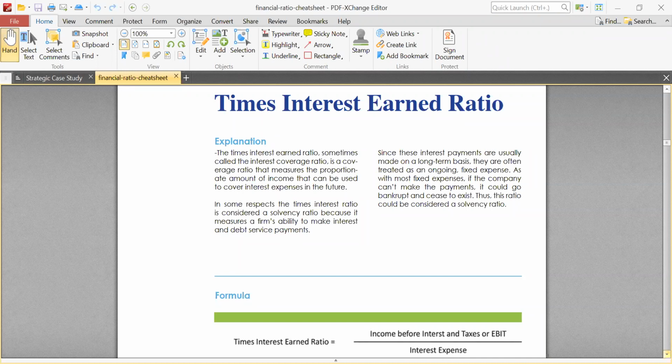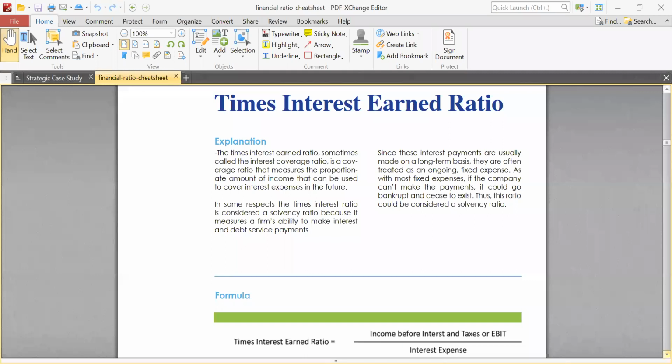Remember, interest payments happen periodically, usually monthly. So this ratio is testing how well our earnings are able to cater for interest payments that happen periodically over time. Very, very key. It also measures the proportion of income that can be used to cover interest expenses in the future. Very, very important. So that's the focus of the times interest earned ratio. It helps to measure how earnings are able to cover.